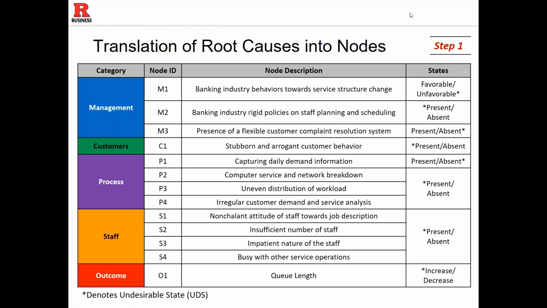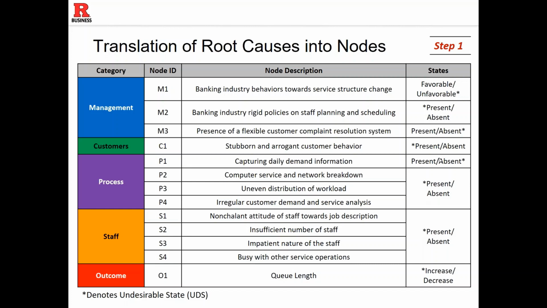What you'll see is that for each of these nodes or variables, we've defined 2 states. These are existent binary states. And I put an asterisk next to what we're calling the undesirable state. For instance, for node P1, capturing daily demand information, this exists in a present or an absent state. The absent state is the undesirable state because if you don't have that data on the daily demand information, that can create issues downstream. So we went through that sort of logic, very intuitive in this case.